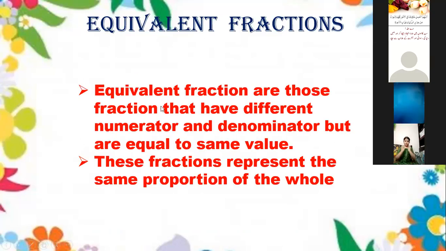So if we have two fractions, it means that these two fractions are the same because of the same value, but their numerator and denominator will be different. These fractions represent the same proportion of the whole. For example, if we have a shape, these two fractions represent the same proportion of the whole.